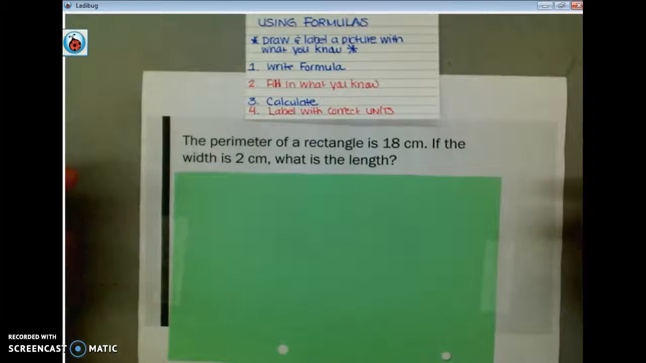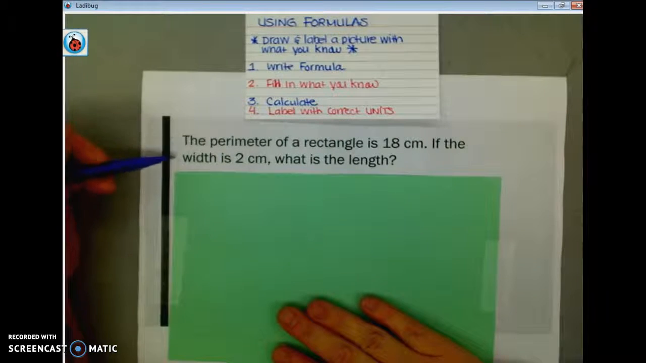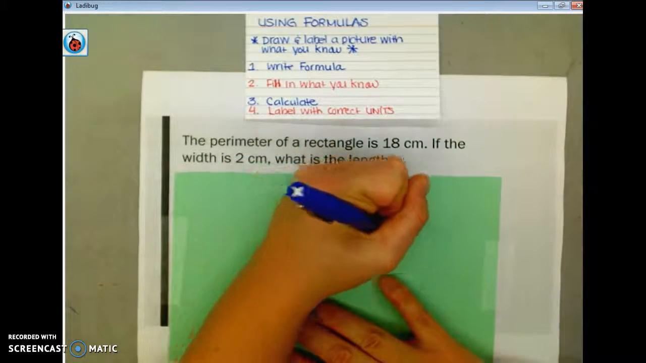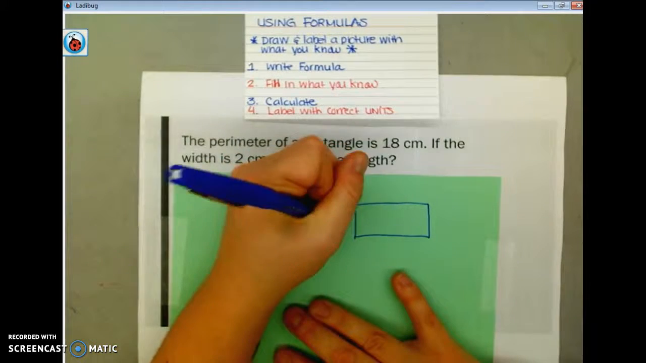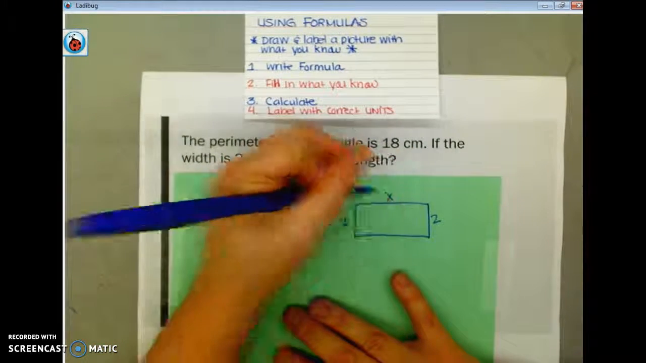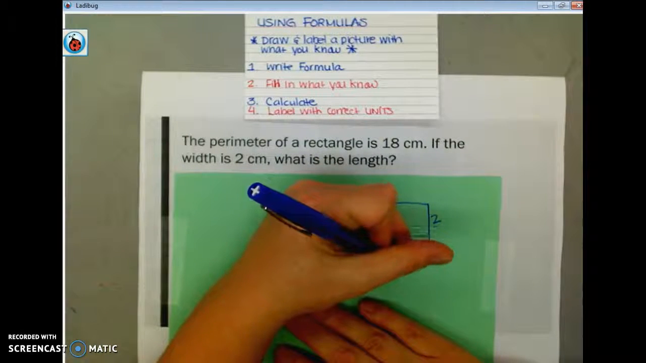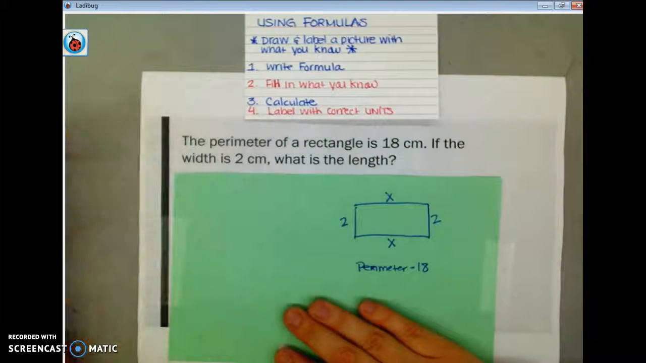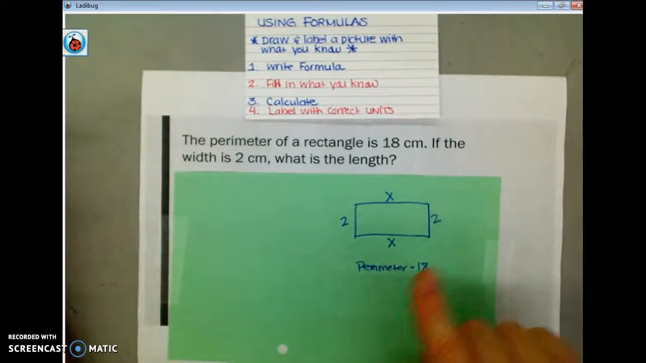The first slide that we took a look at today was: the perimeter of a rectangle is 18 centimeters. If the width is 2, what is the length? Now, you can do a lot of guessing and checking if you want to. My recommendation is to go ahead and just draw a picture. It doesn't have to be perfect. It says the perimeter is 18 and the width is 2. I don't know what this side is, but I know that the perimeter equals 18. So I've drawn a diagram, and I remember that perimeter means the distance around.